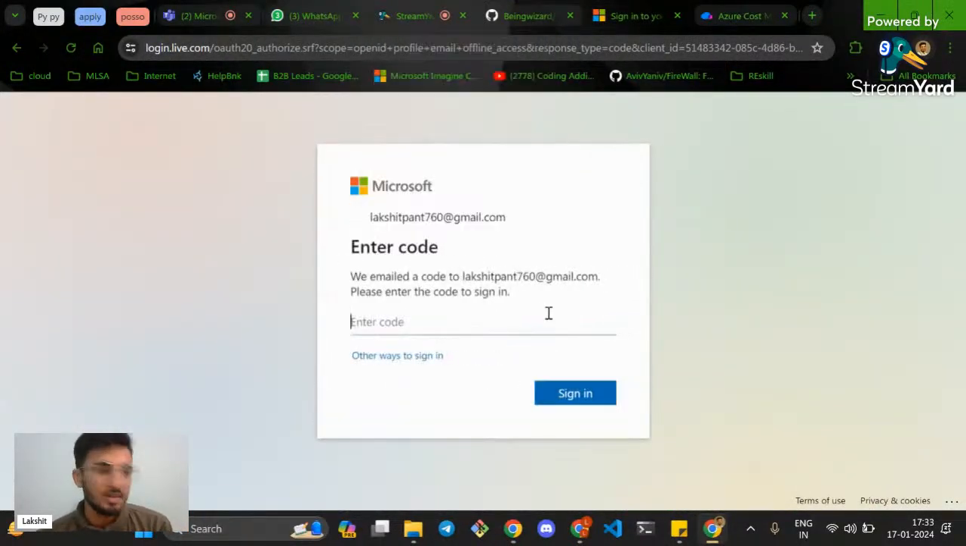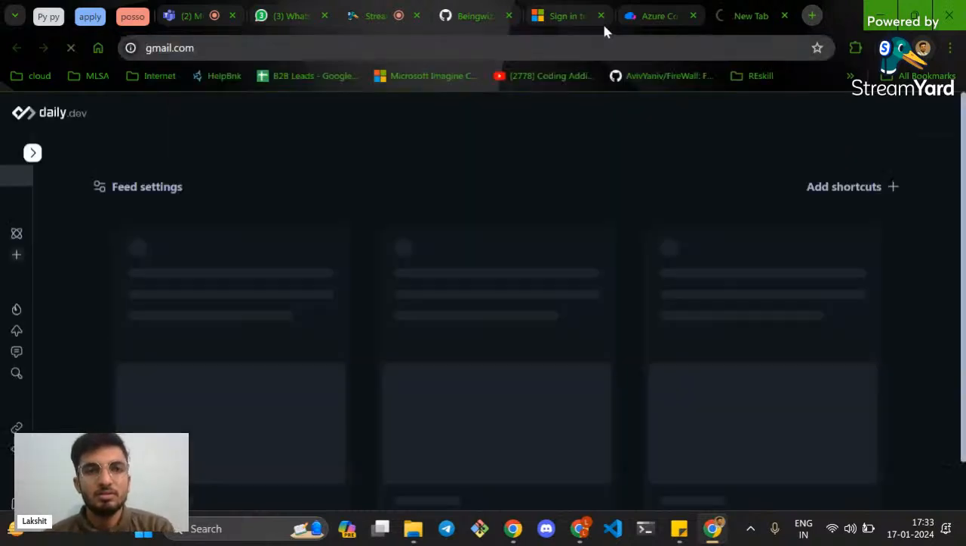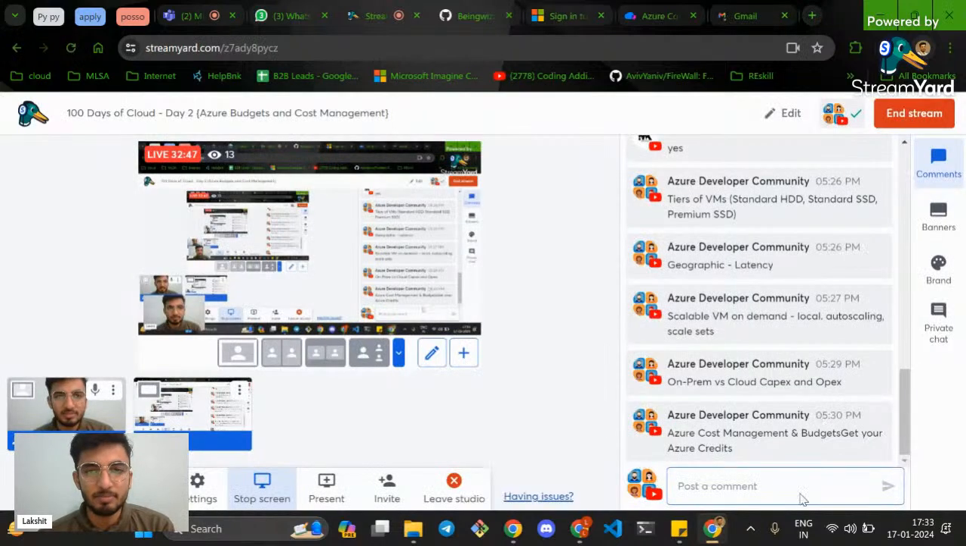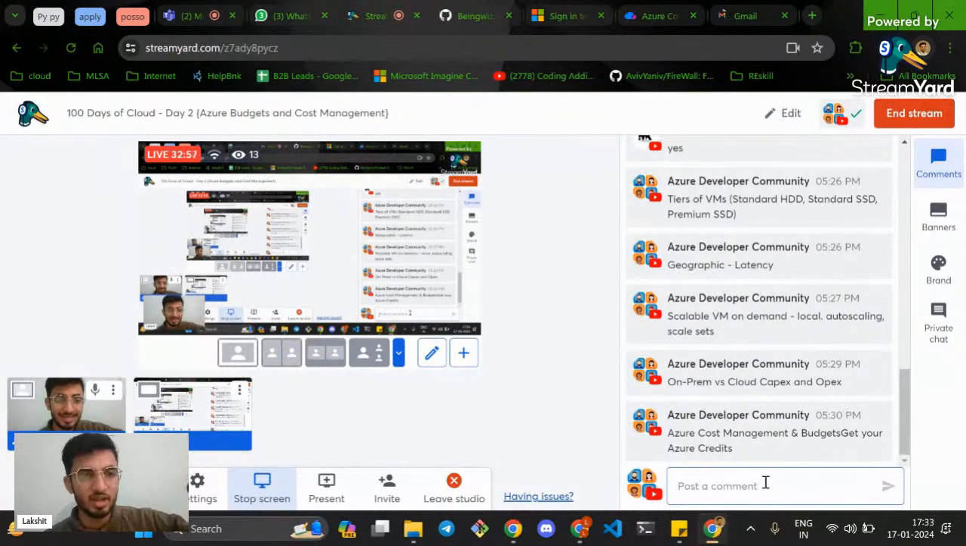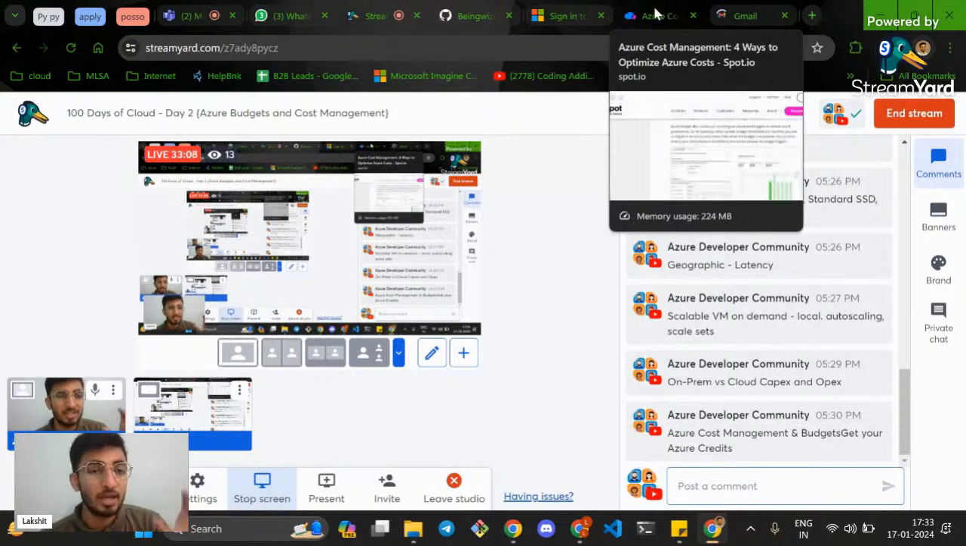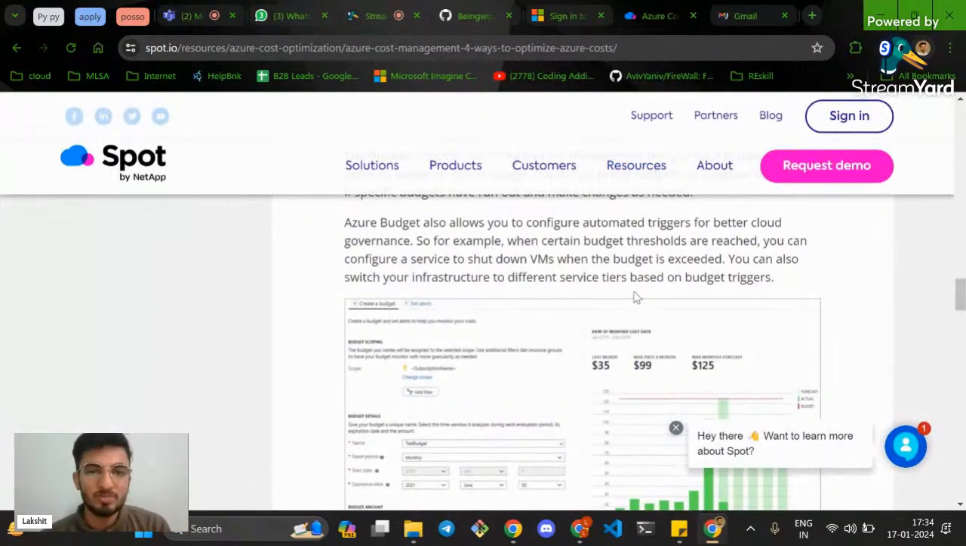What I mean by monthly budgets is, if you only want to utilize $100 for 1 month, then you can just make a budget of $100 and set an alert. If these $100 are about to be drained, it gives you an alert that your resources are about to be drained. That is where Azure alerts come into play. You can set up a monthly budget, a 6 month budget, or a yearly budget in the Azure cost management portal. There are multiple things.